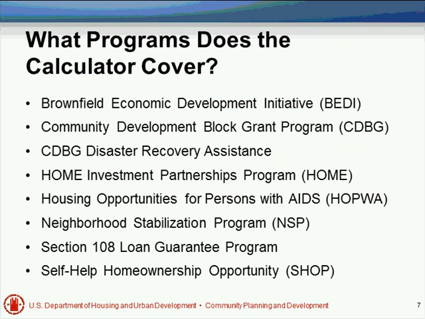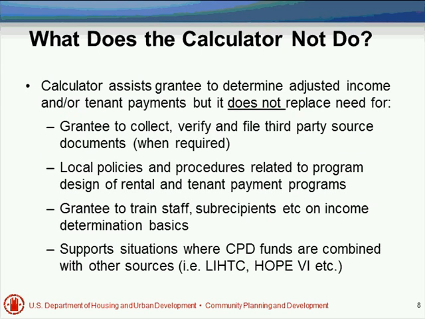So it's important to understand which of the CPD programs are covered in the calculator. So you'll see here the Brownfields program, CDBG, all flavors of CDBG, the HOME program, HOPWA, Neighborhood Stabilization, Section 108, and then the Self-Help Homeownership Opportunity Program. At this point, the other programs in CPD, such as the homeless programs, are not in the system because of the changes in the regulations, okay?